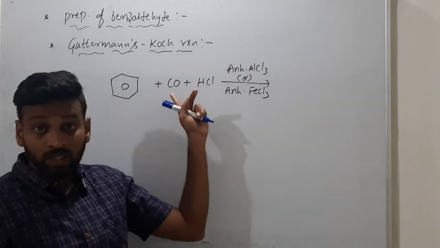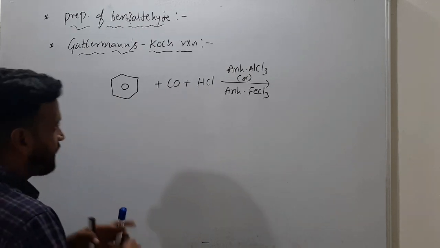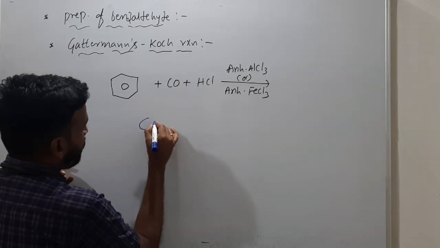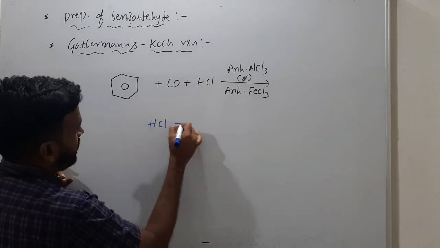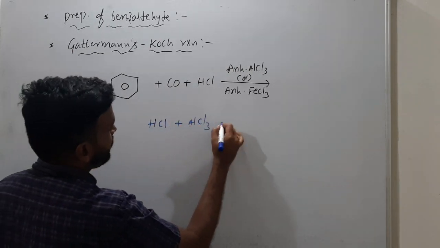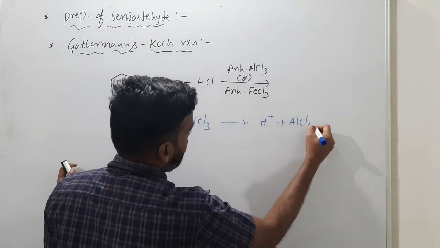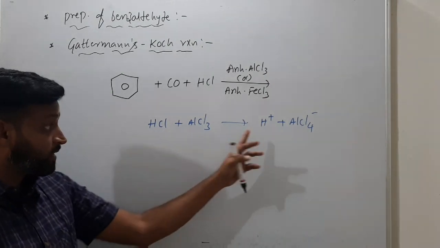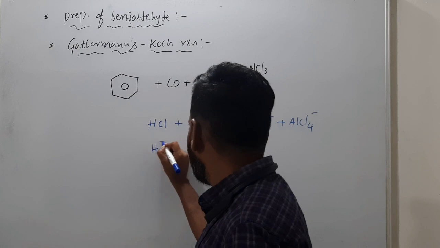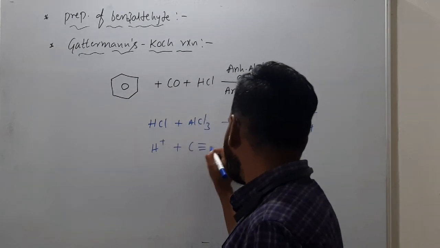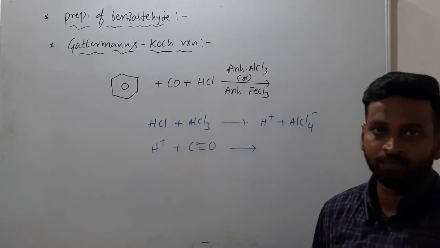Benzene will react with carbon monoxide and HCl. What happens here? I'll tell you. First, this HCl will react with AlCl3 and forms H+ and AlCl4-. This H+ will react with carbon monoxide, which has a triple bond like this.